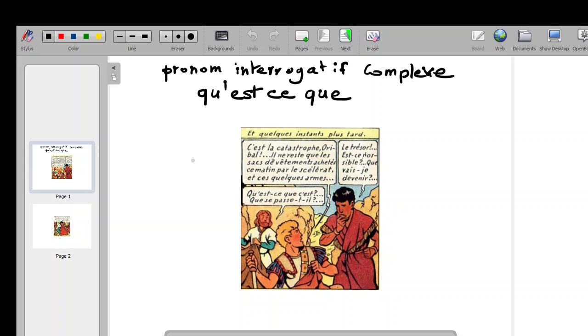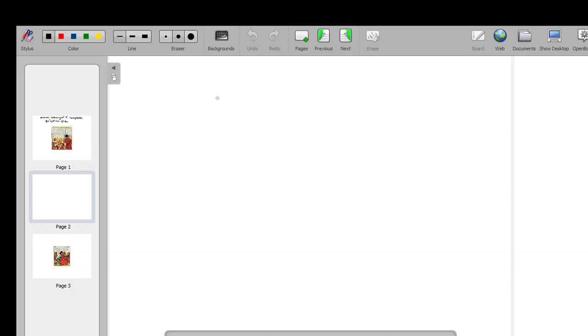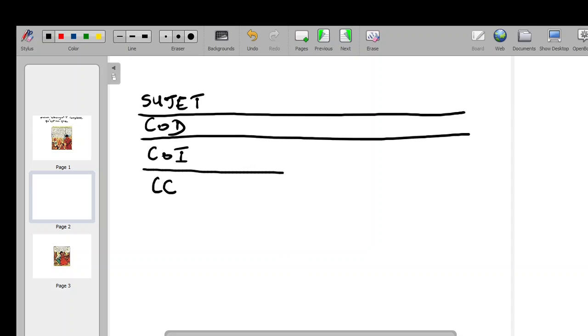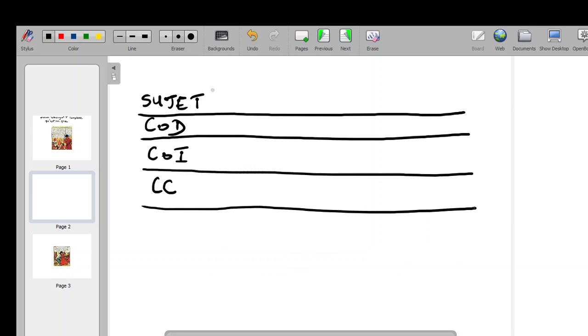So let's do a little bit of grammar first. Okay, so the interrogative pronoun complex depends on the function it has in the sentence. So it can be sujet, it can be COD, it can be COI, or it can be CC. So sujet, subject, COD, complément d'objet direct, COI, complément d'objet indirect, CC, complément circonstanciel. And today I will only talk about the first two. I'm not going to talk about the others, otherwise the videos are too long.